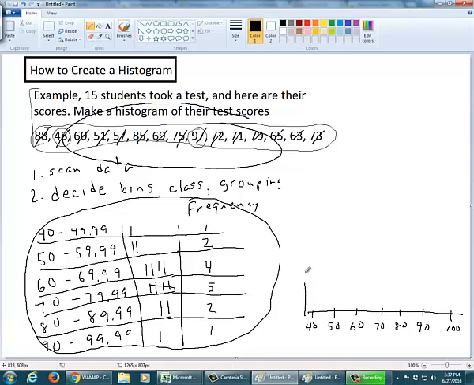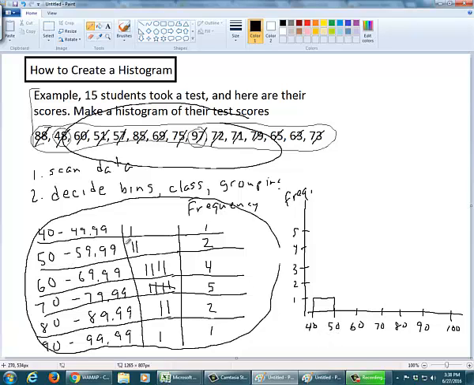The y-axis is the frequency. The highest frequency is 5, so I'll just go by ones. 1, 2, 3, 4, 5. Okay, and then you make a bar, and each bar is as tall as the frequency is. So the first group, 40 to 49.99, has one student, so you make a bar, and the bar goes from 40 to 50, like that.